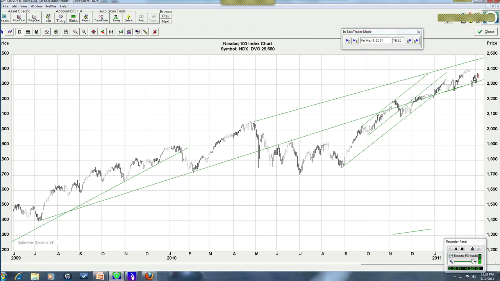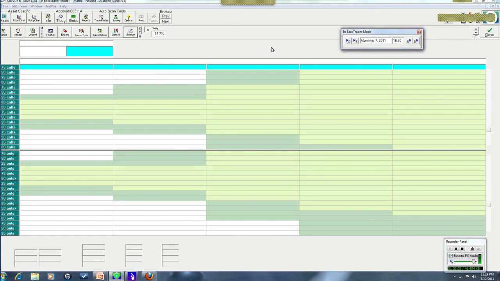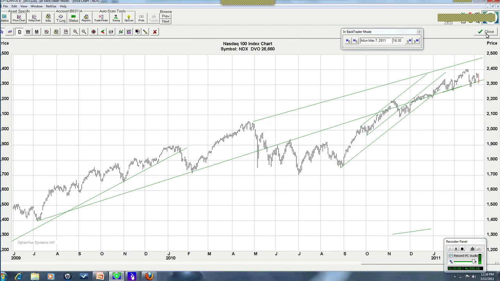Another big move up. Okay, that's out of whack. Delta's too short for theta. You see there, danger. Yes, danger, Will Robinson. So fix that the next day.